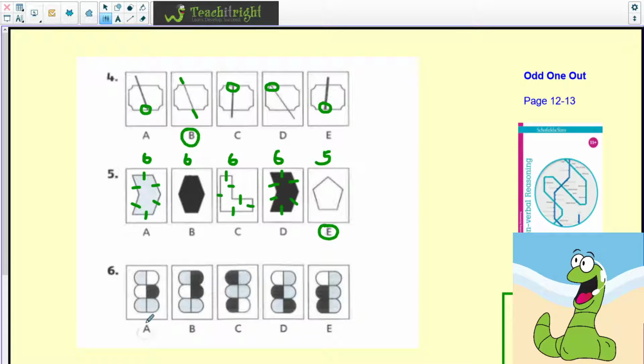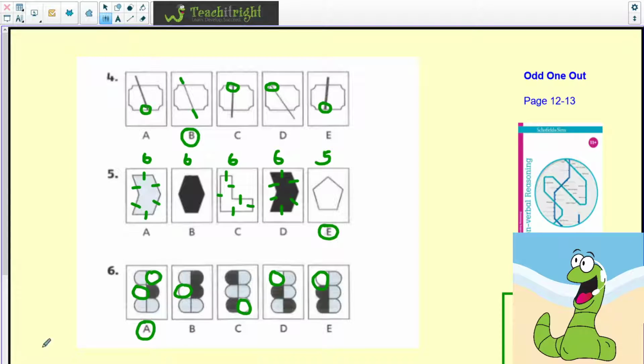Question 6, the answer is A. And the reason it's A is the other 4 all have 1 white shape, 2 black shapes and 3 grey shapes. A is the odd one out because it's the only one to have 1 black shape, 2 white shapes and 3 grey shapes. So I think first of all, just looking very carefully at the white shape, there's only 1 there, whereas of course you've got 2 here. So that's what I might have focused on first of all.